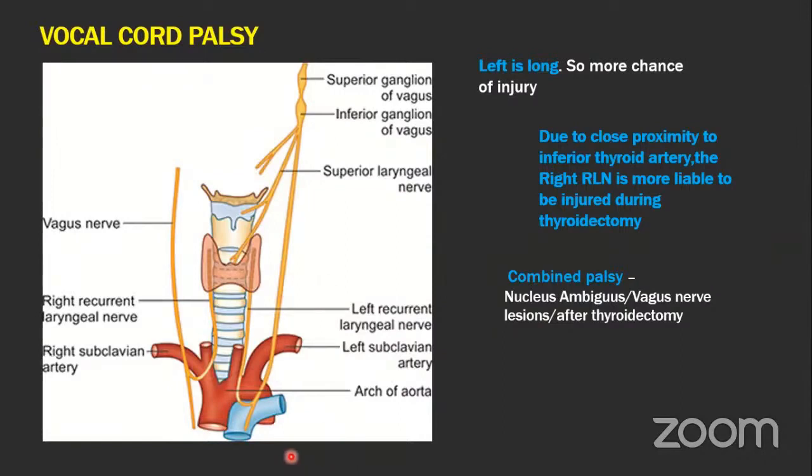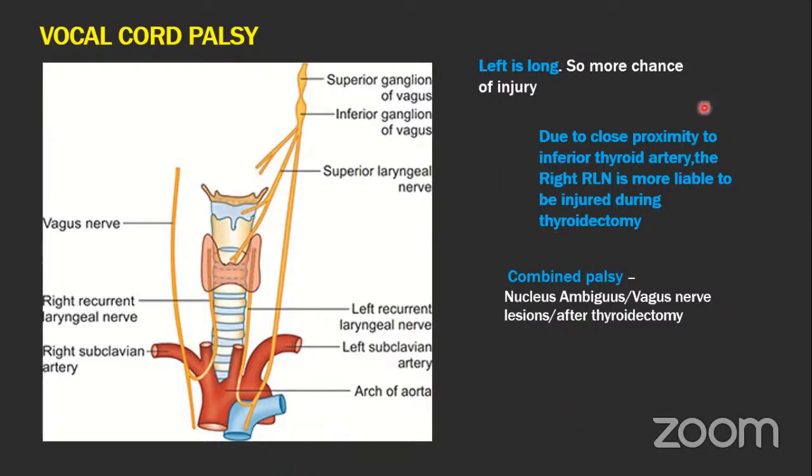And another thing is that in the neck, this recurrent laryngeal nerve comes in close relation with the inferior thyroid artery as it goes into the thyroid gland. So the artery may cross anterior or posterior to the nerve, or it may lie in between the terminal branches of the artery.